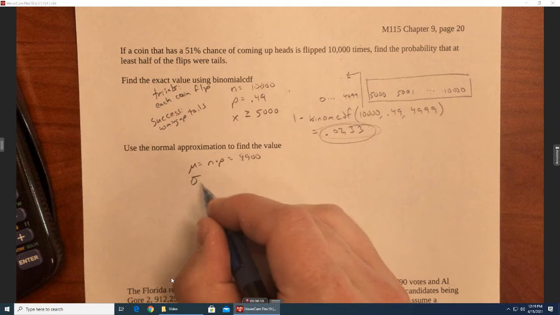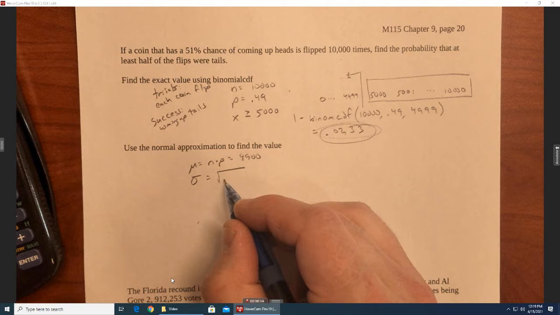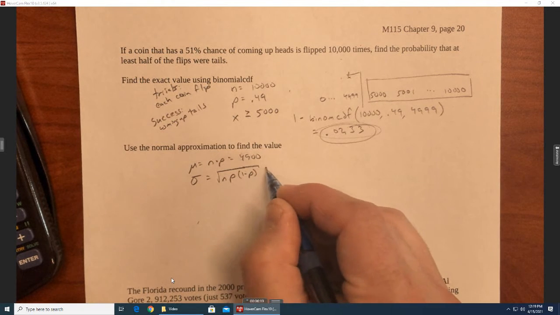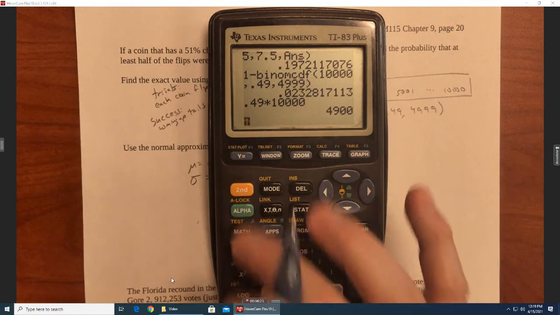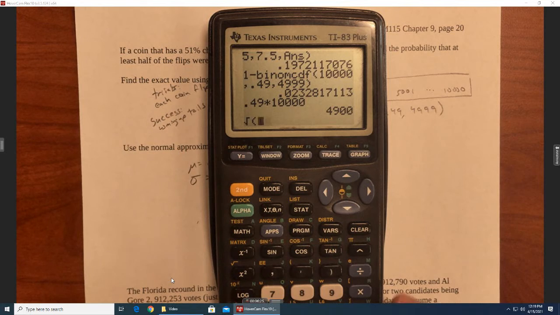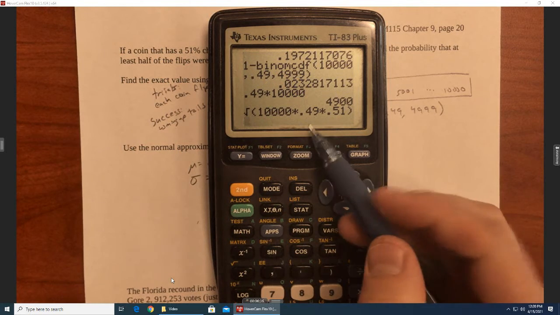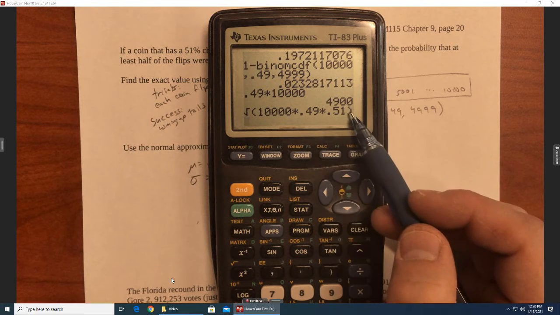All right, so in any case, we also need our standard deviation, which we find by taking the square root of n times p times 1 minus p. I'm going to approximate this. So the square root of n, which is 10,000, times p, which is 0.49, times 1 minus p, which is 0.51. So this is the probability of it coming up heads, that's the probability of tails.